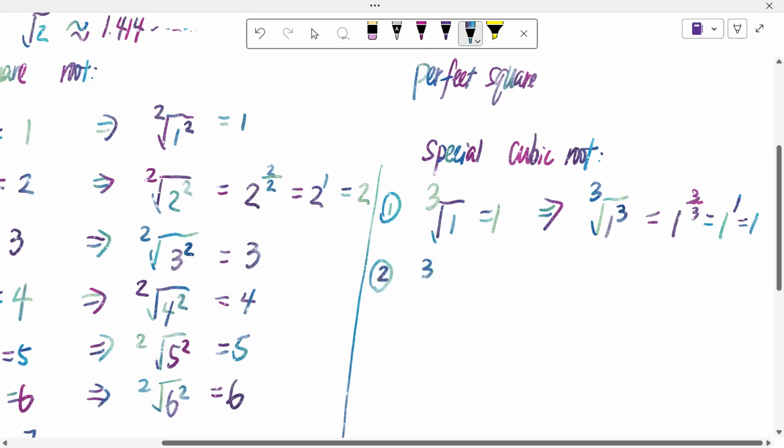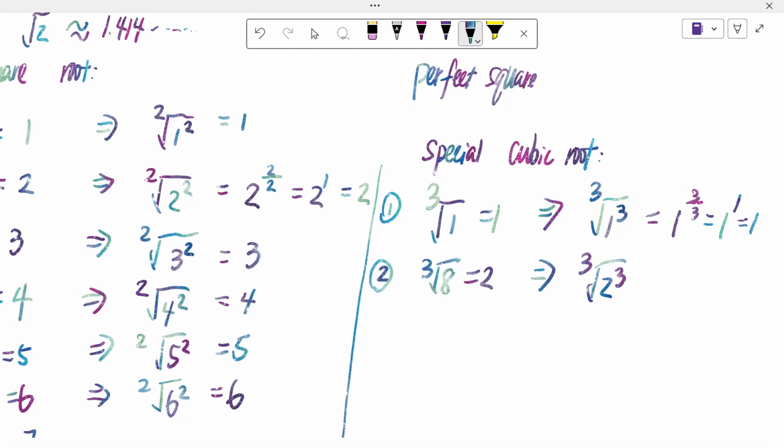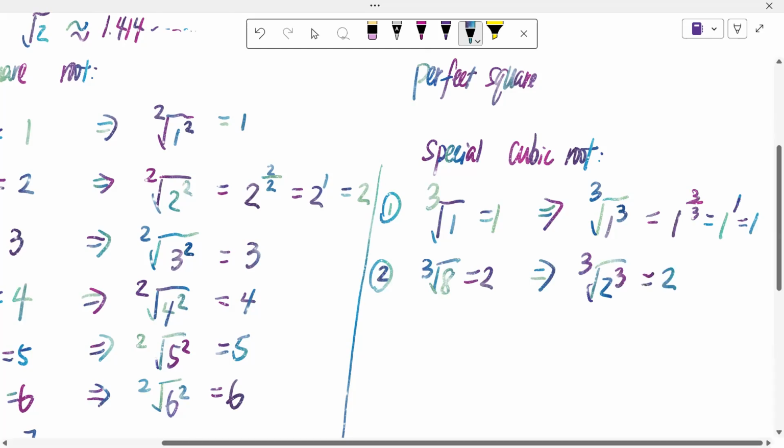Secondly, the cubic root of 8 is 2, right? Because 8 is 2 cubed. And one more time, the exponent and the root index cancel each other and we end up with 2. Okay. Third one, the cubic root of 27, and that would be 3. How do you know it has to be 3? Because 27 is 3 cubed. So all of these numbers are what we call perfect cubes.